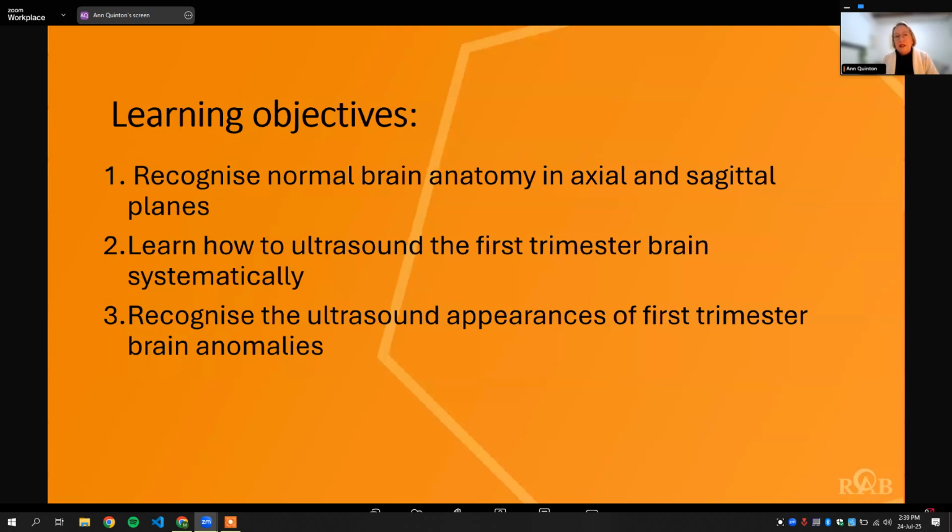To recognize normal brain anatomy in both the axial and sagittal planes, learn how to ultrasound the first trimester brain systematically, and then recognize the ultrasound appearances of first trimester brain anomalies.